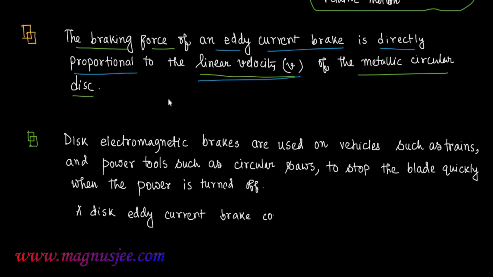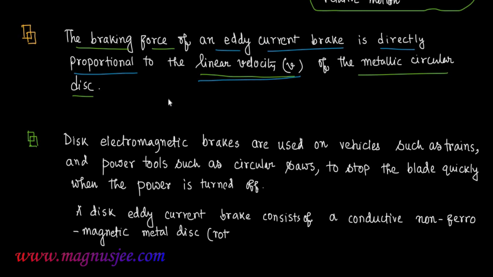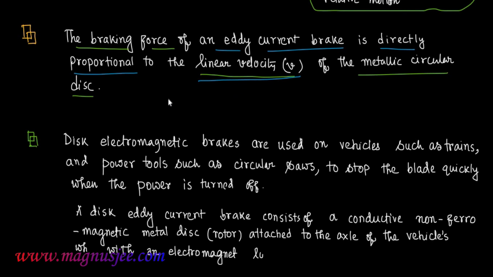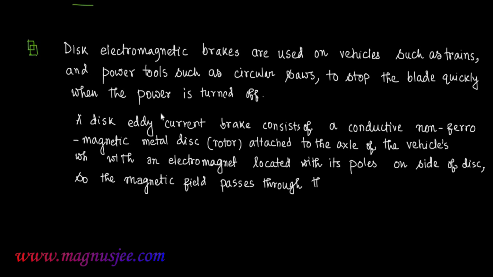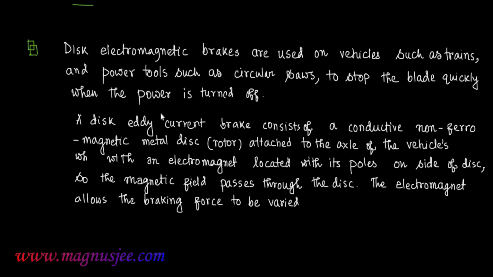Disc eddy current brakes consist of a conductive non-ferromagnetic metallic disc or rotor attached to the axle of the vehicle's wheel, with an electromagnet located with its poles on either side of the disc, so that the magnetic field passes through the disc. The electromagnet allows the braking force to be varied.